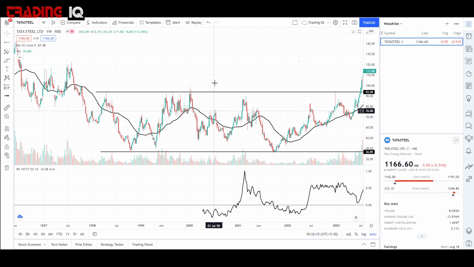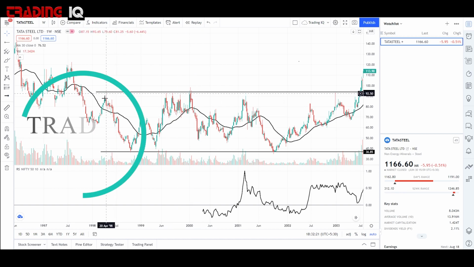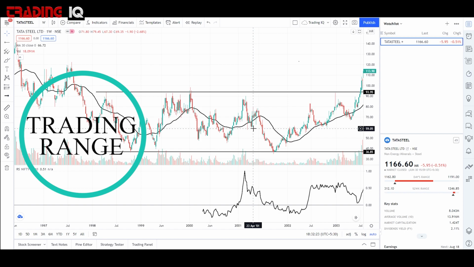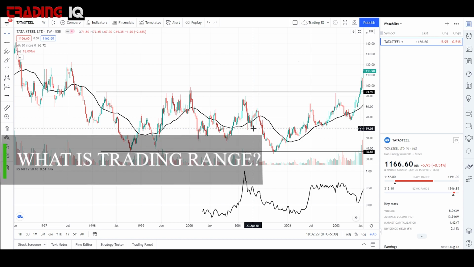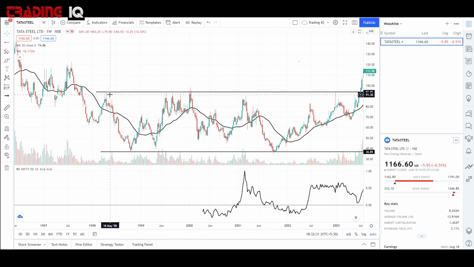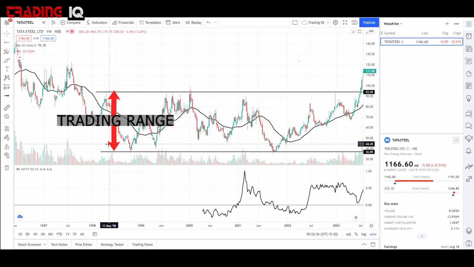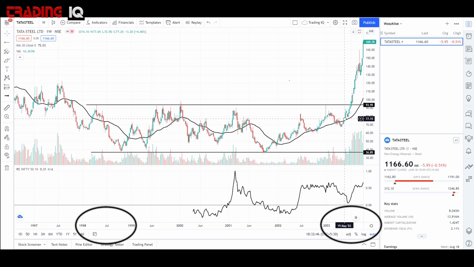Now, besides these two levels, what else did it create? A trading range. This is another important term in the stock market. So what is a trading range? On this chart, price started to move between this range. It actually created this range back in 1998, right? And it sustained for about 5 years because it broke out of that level at this point.